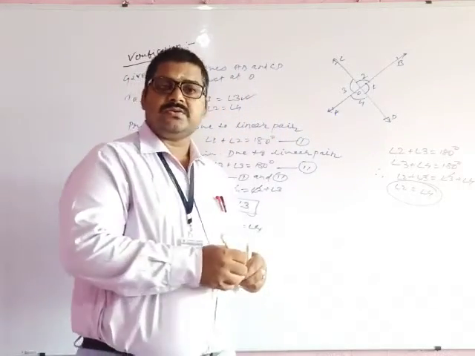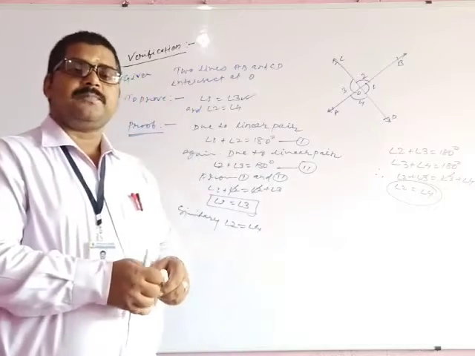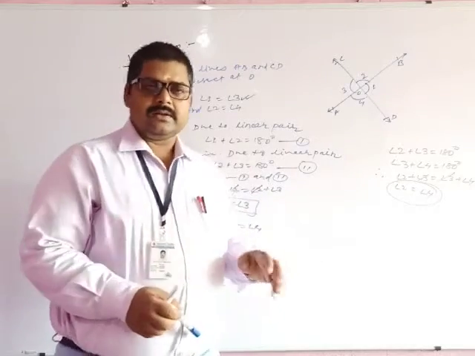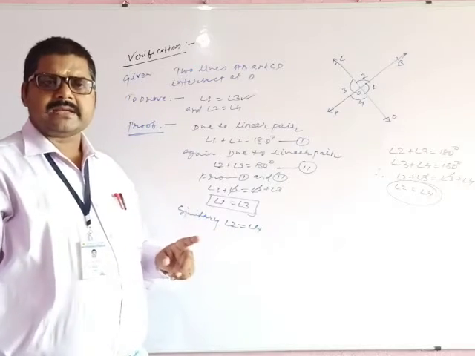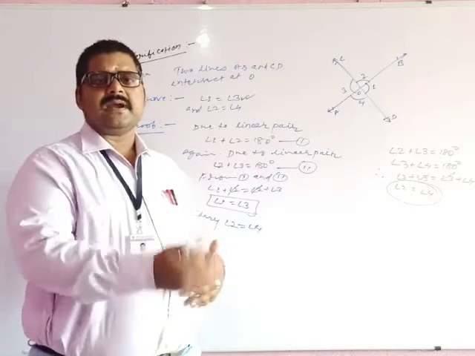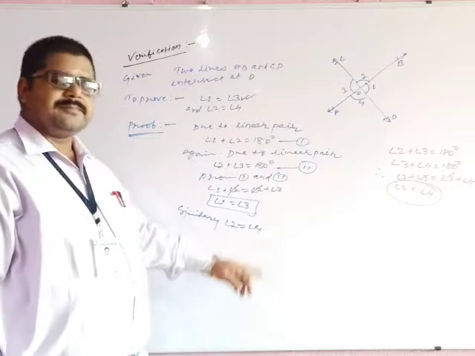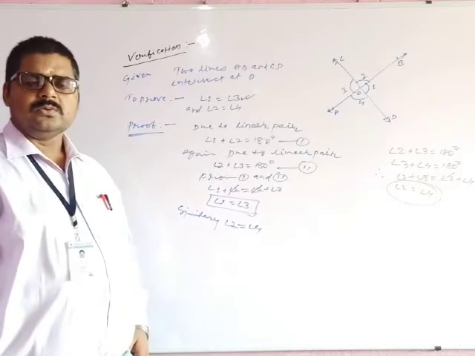You have just proved that angle 2 is equal to angle 4. So vertically opposite angles are equal. You just have to show one pair of vertically opposite angles, and similarly you have to write that it can be proved that angle 2 is equal to angle 4.